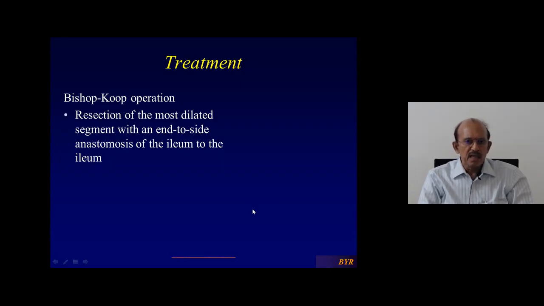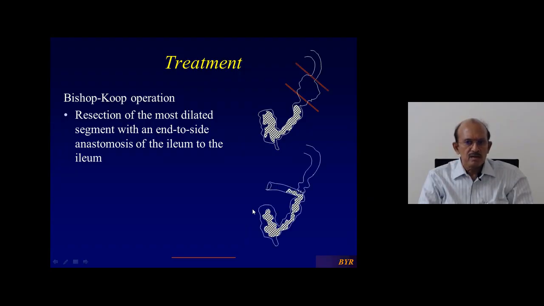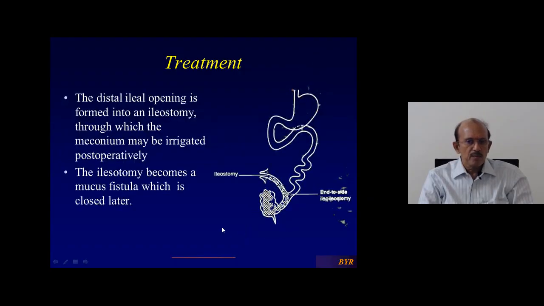So resection of the most dilated segment with an end to side anastomosis of the ileum to the ileum. The ileostomy becomes a mucous fistula, which is closed later.